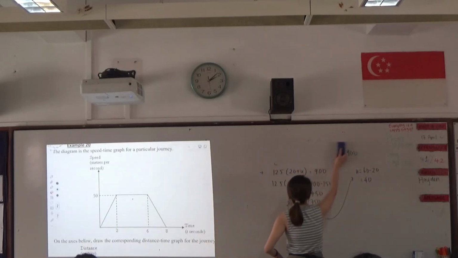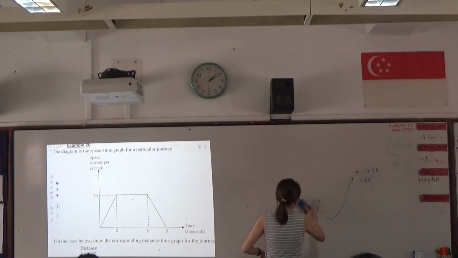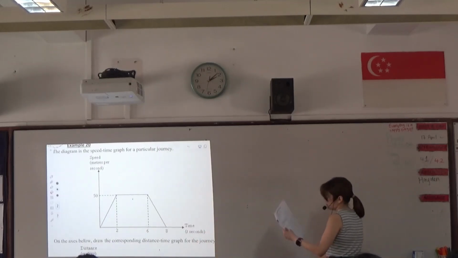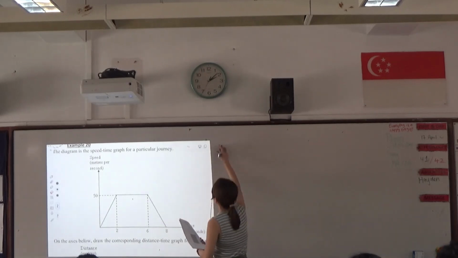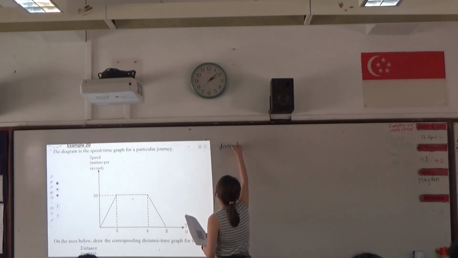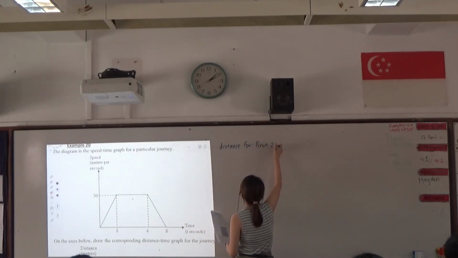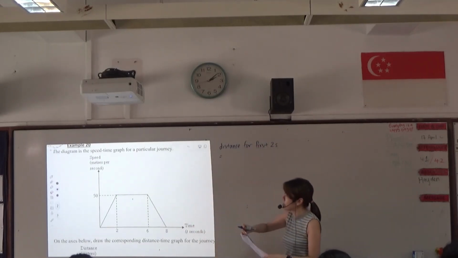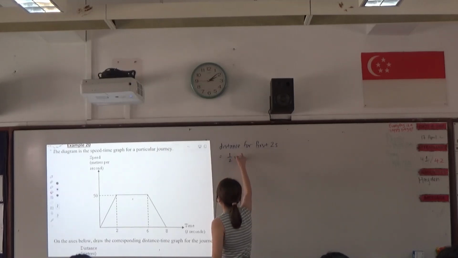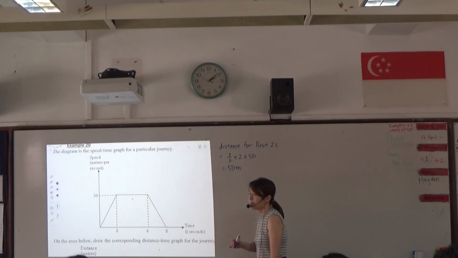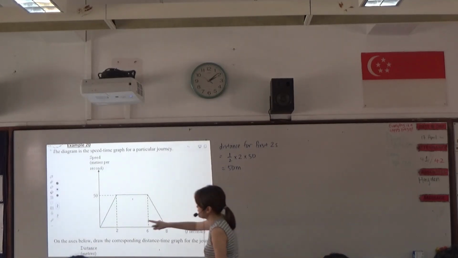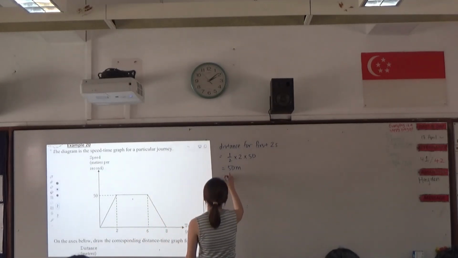I'll erase this. So the distance for the first 2 seconds, that is your triangle. So half times base times height, that will give us 50 meters. The distance from T equals 2 to T equals 6.